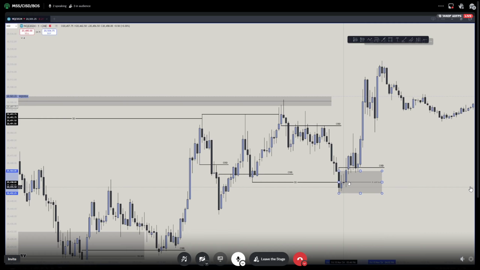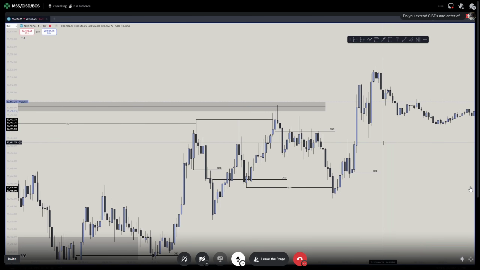If you are using the wick, what I would do for all change in state of deliveries is I would use the wicks to classify your mean threshold of it. Do we have any questions about the change in state of deliveries here?